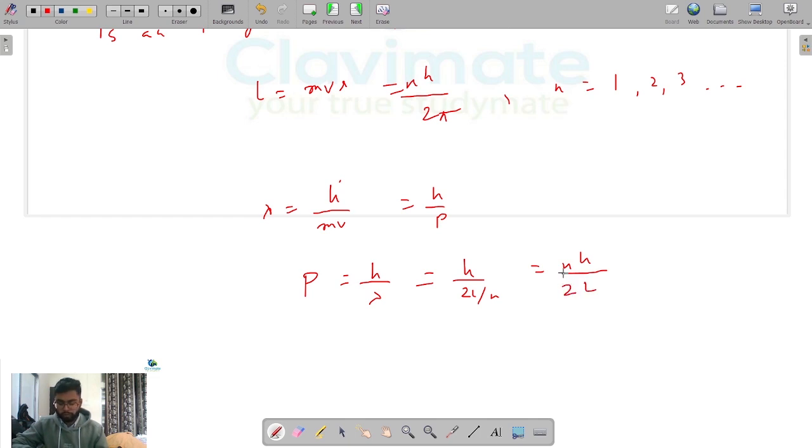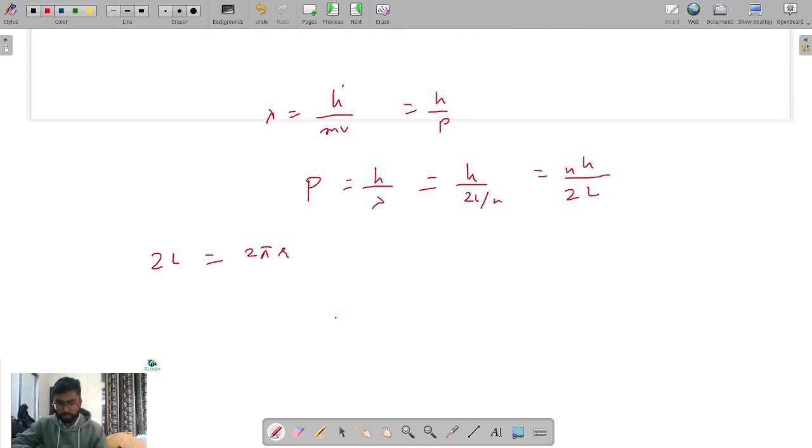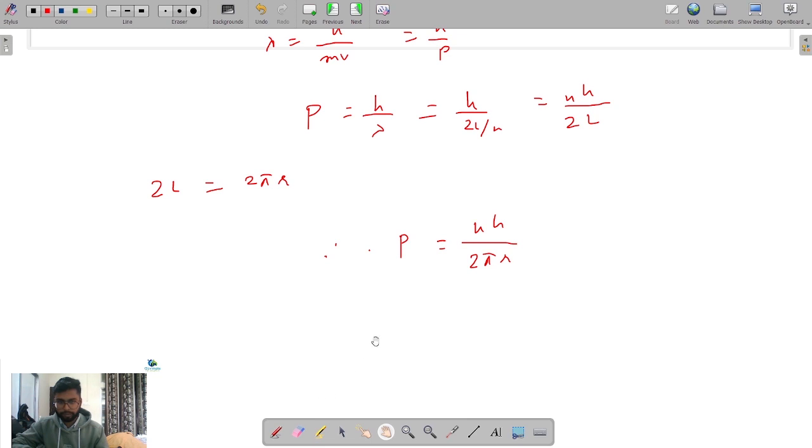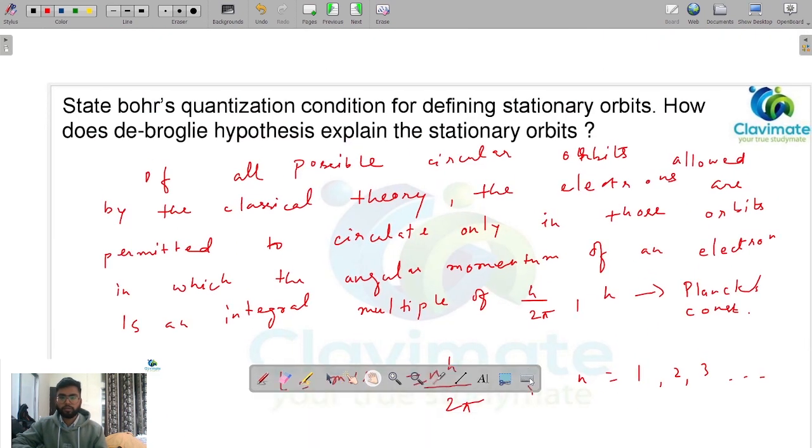Now when the electron revolves in a circular orbit of radius r, this would imply that 2L is equal to 2 pi r. Therefore p equals nh by 2 pi r, or basically pr is equal to nh by 2 pi, and this is the end of this question.